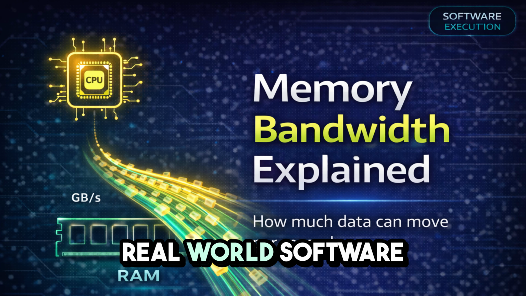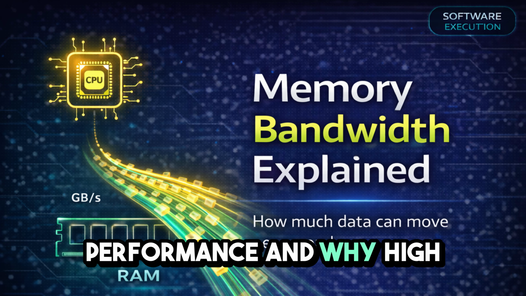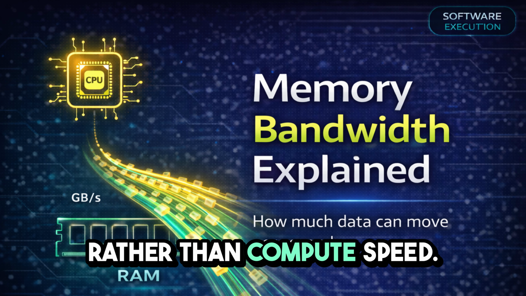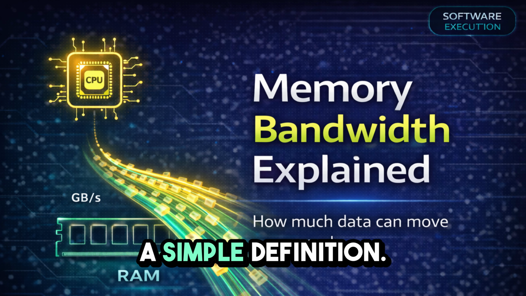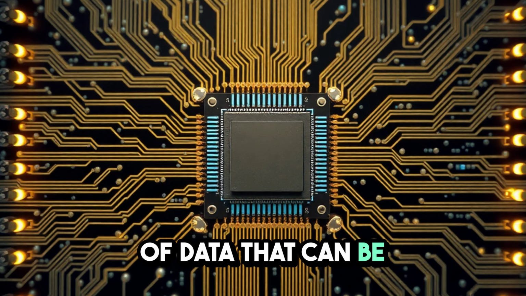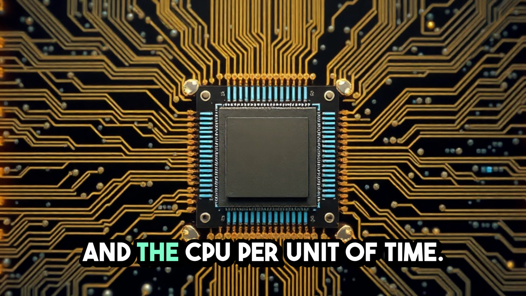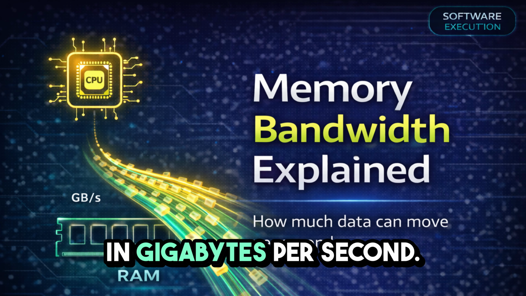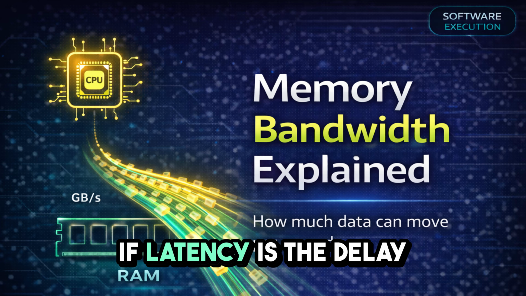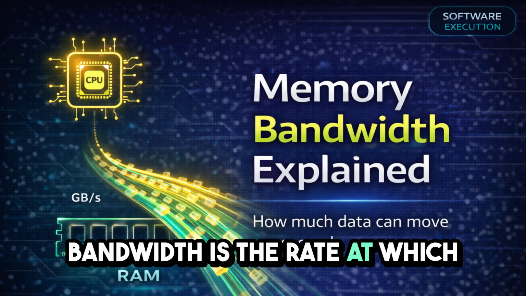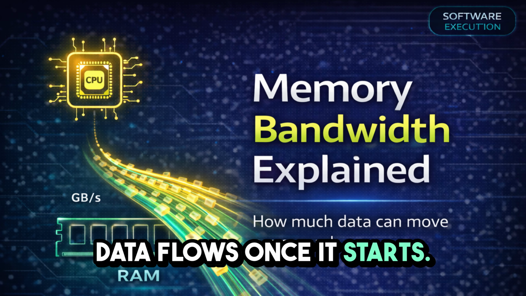how it affects real-world software performance, and why high-performance systems are often limited by bandwidth rather than compute speed. Let's begin with a simple definition. Memory bandwidth is the amount of data that can be transferred between memory and the CPU per unit of time. It's usually measured in gigabytes per second. If latency is the delay before data starts arriving, bandwidth is the rate at which data flows once it starts.